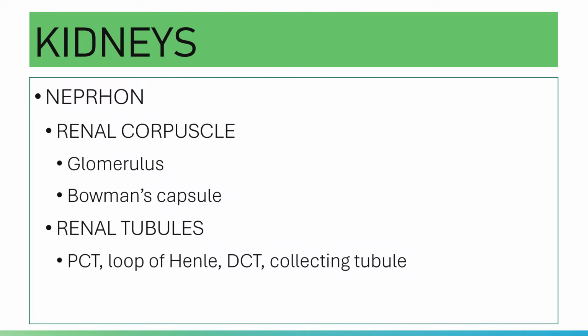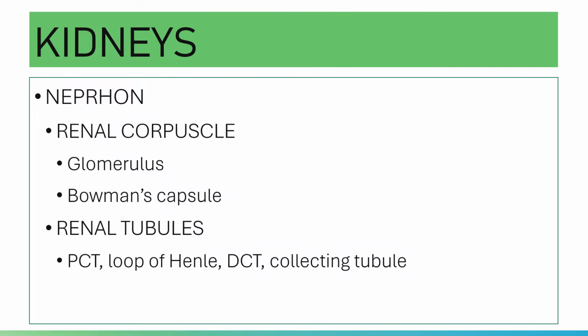Your nephron is subdivided into two parts. You have your renal corpuscle and then your renal tubule. The renal corpuscle is at the beginning of each nephron. Your renal corpuscle is made of a capillary tuft, or your glomerulus, and then a Bowman's capsule that surrounds the capillaries.